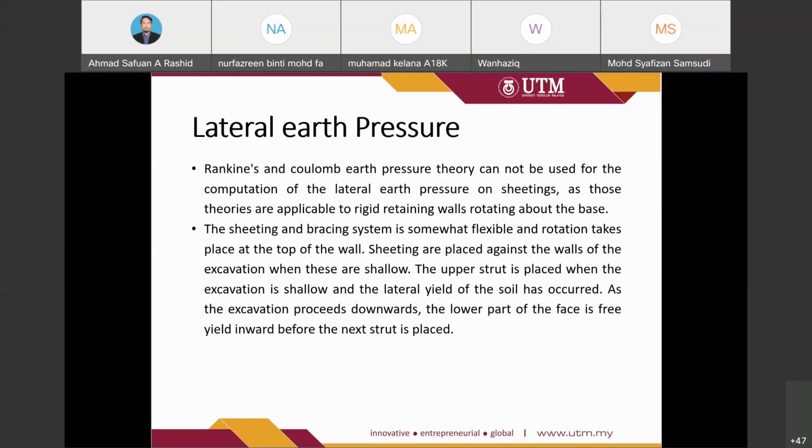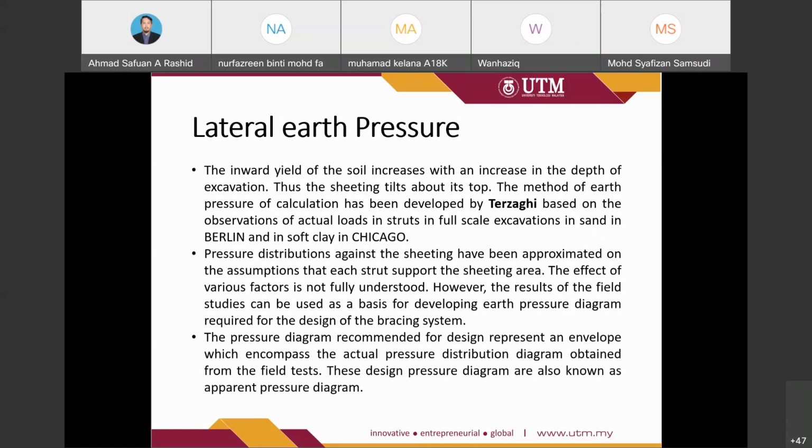Sheeting is placed against the wall of the excavation when it is shallow. The upper strut is placed when the excavation is shallow and the lateral yield of the soil has occurred. As the excavation proceeds downward, the lower part of the face is free to yield inward before the next strut is placed. So the inward yield of the soil increases with the increase of the depth of the excavation. Thus, the sheeting tilts about its top.